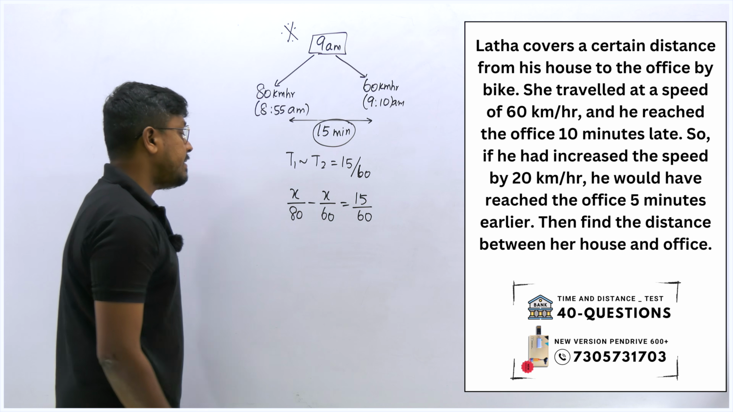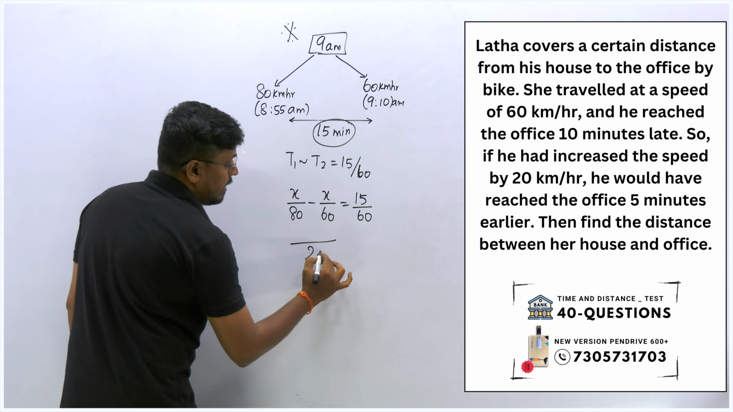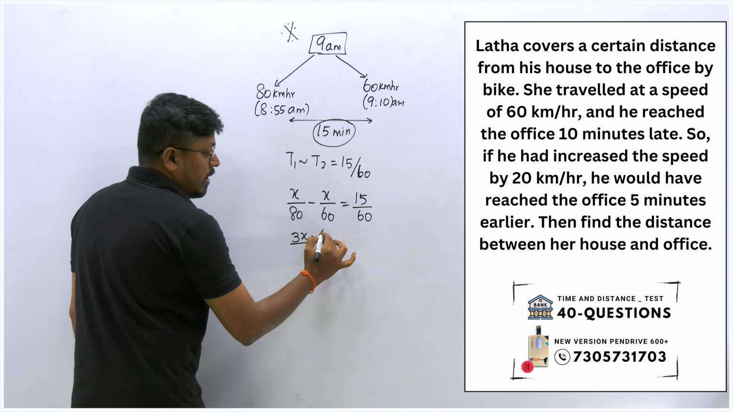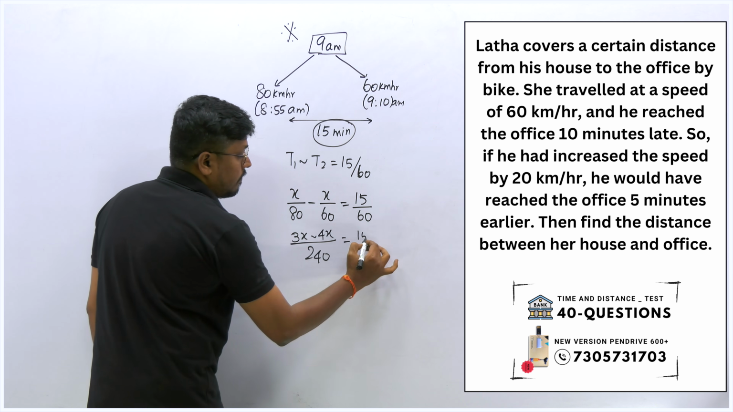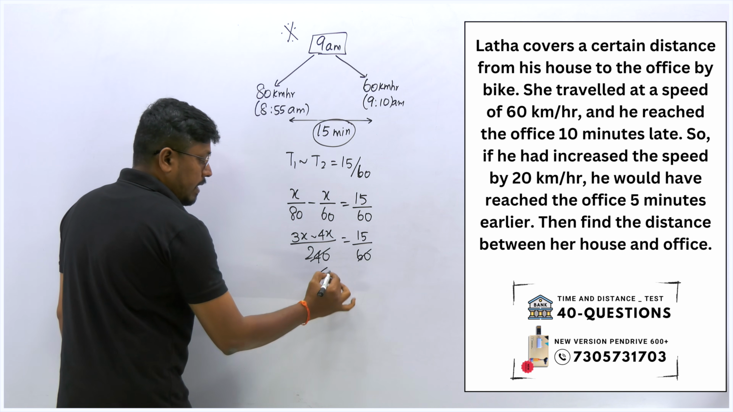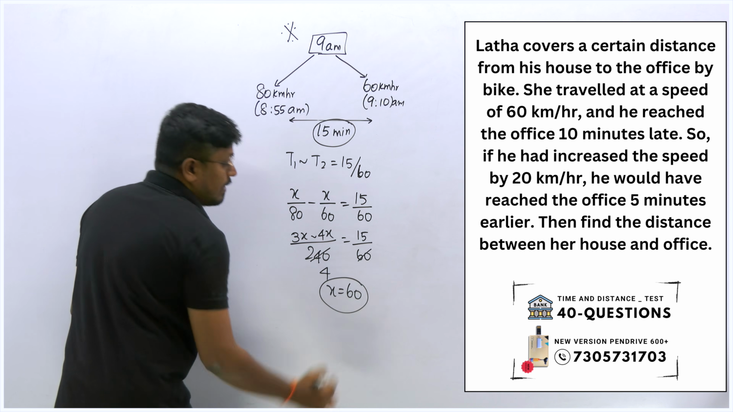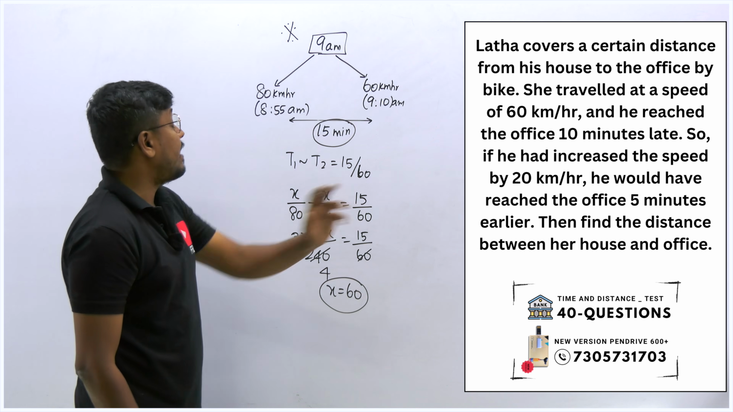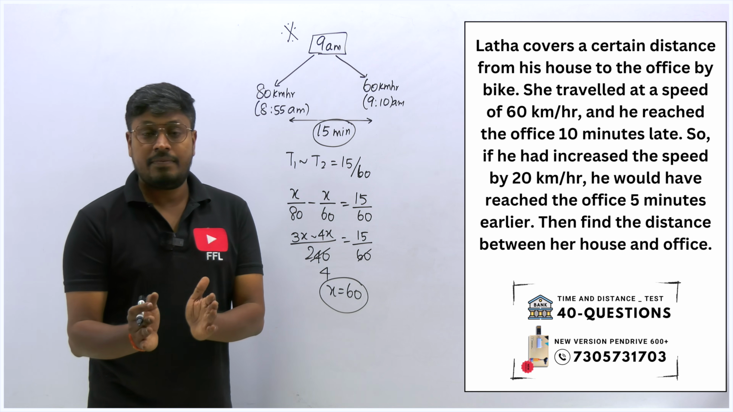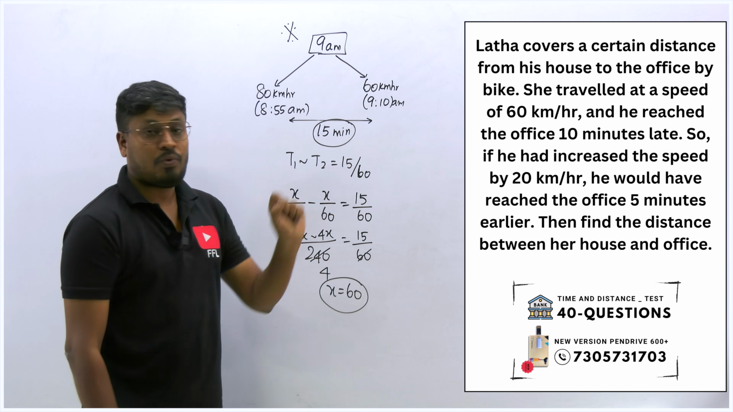So let's take the LCM as 240. 240 can be the LCM. 8 3s are 24, which is 3x. 6 4s are 24, that is 4x, is equal to 15 divided by 60. So this will be 4 times. So x is equal to 60. That means the distance x is equal to 60. So the distance between the house and the office, the total distance, is 60 km. So that will be the answer for this question.